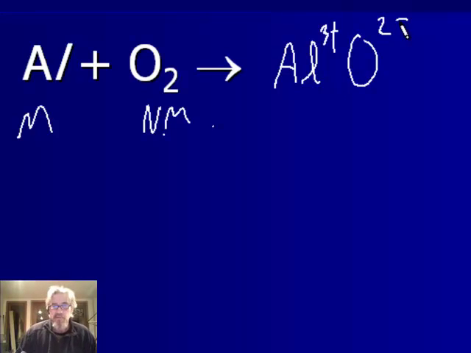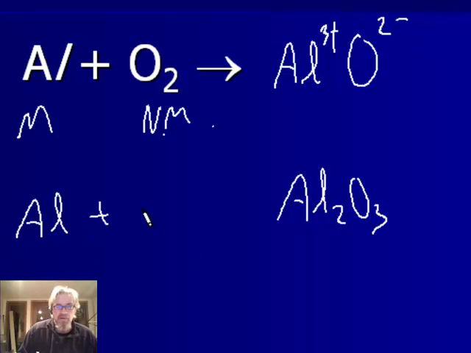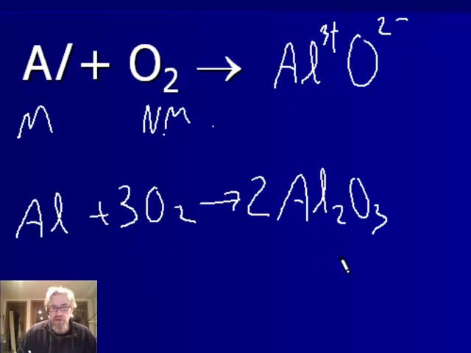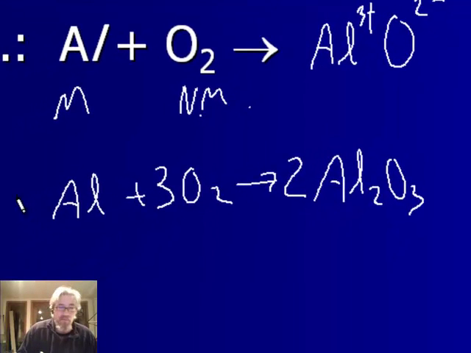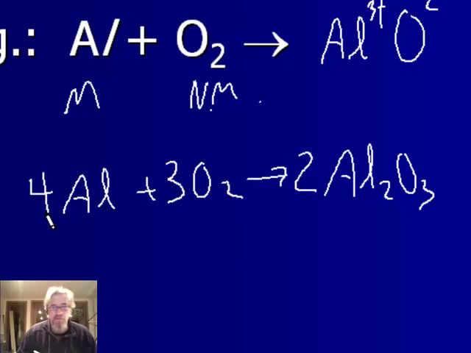When I charge swap, I get Al2O3 as a product. So Al plus O2 makes Al2O3. This isn't balanced. I have 3 O's and 2 O's, so I'll put a 3 there to make 6, a 2 there to make 6. That gives me 4 aluminums, so I balance that with a 4.